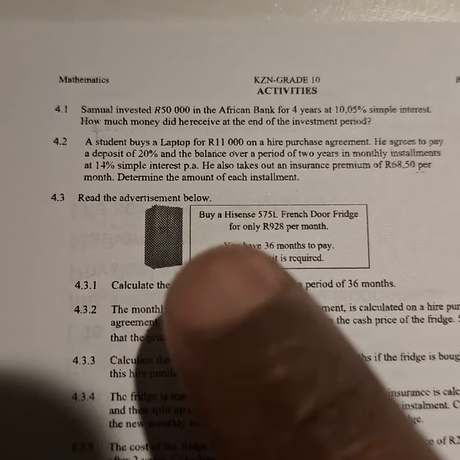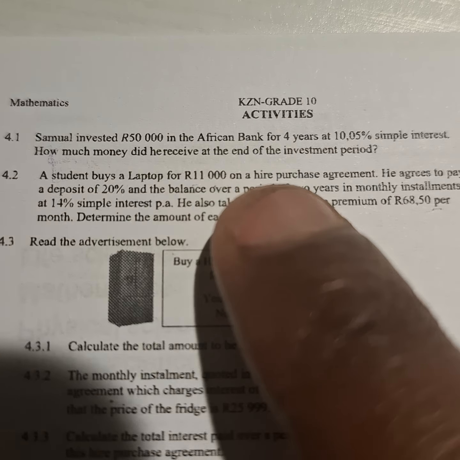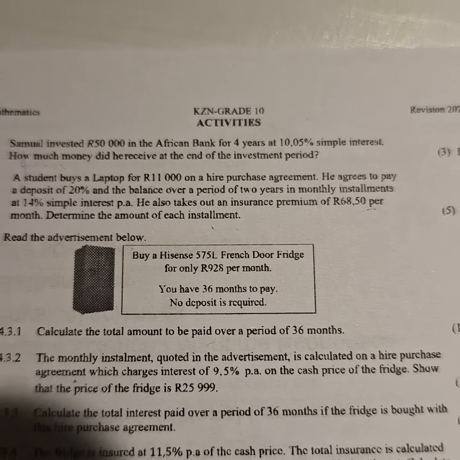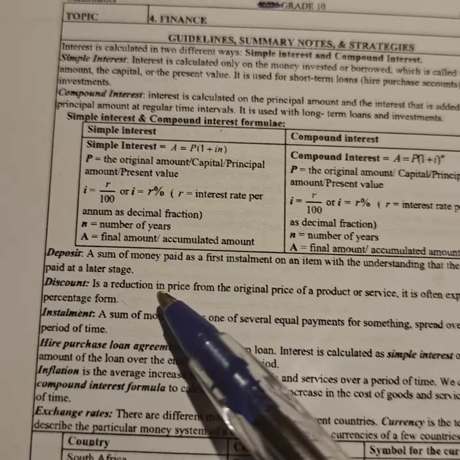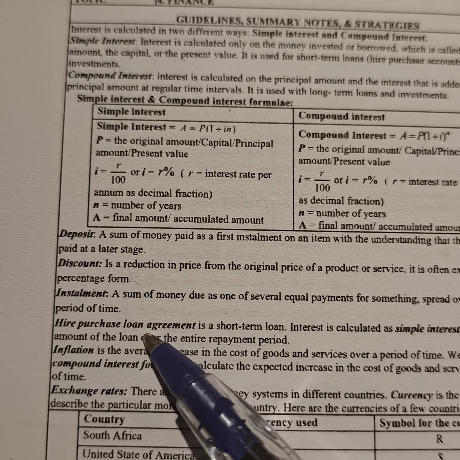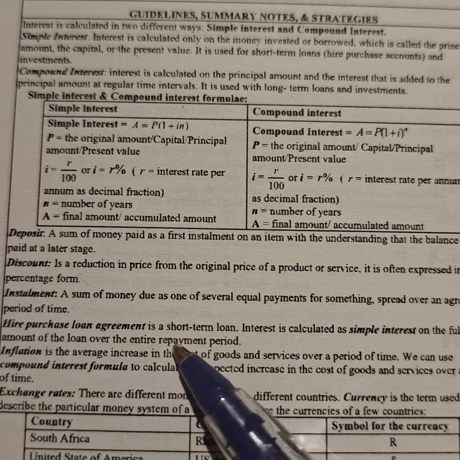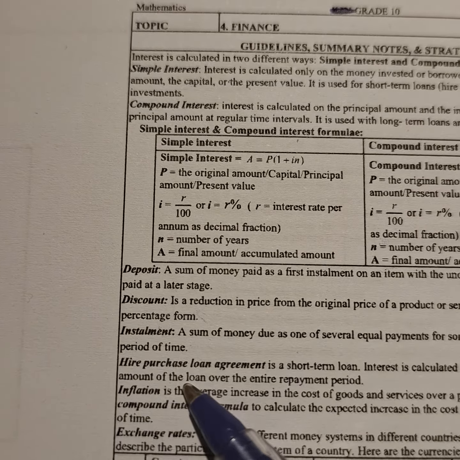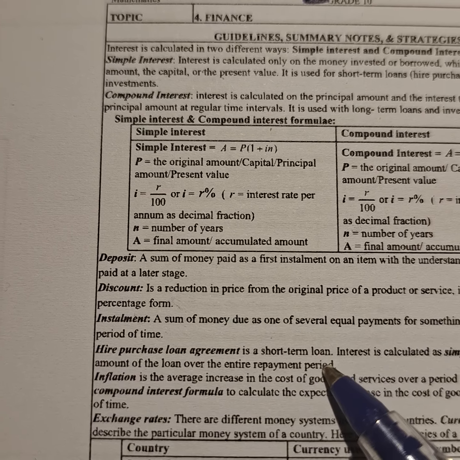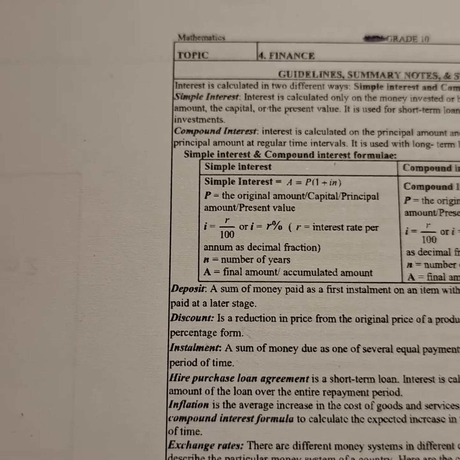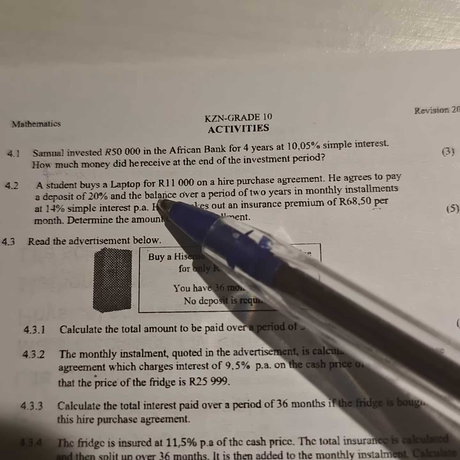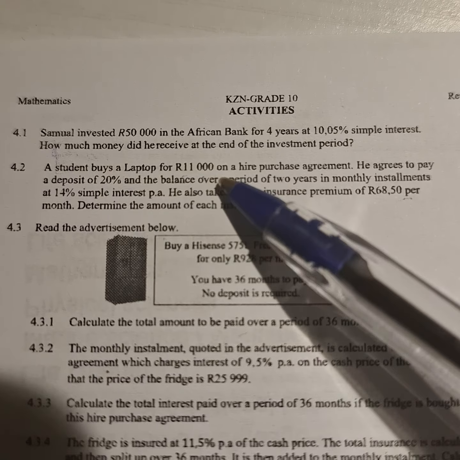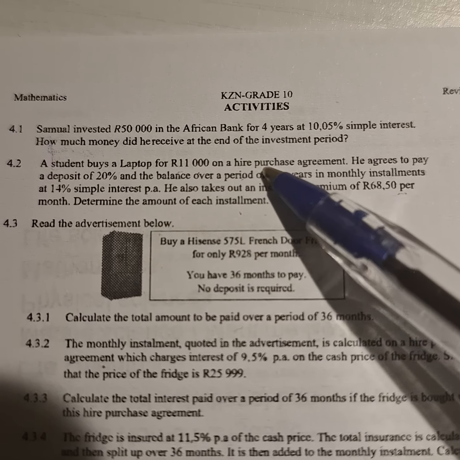All right, so let's look at this question. A student buys a laptop for 11,000 Rand on a hire purchase agreement. So we are looking at a question on hire purchase agreement. If you remember earlier on, when we were looking at the definitions, a hire purchase loan agreement is a short-term loan. Interest is calculated as simple interest on the full amount of the loan over the entire repayment period. So a hire purchase loan is a short-term loan, but it is a manifestation of simple interest.